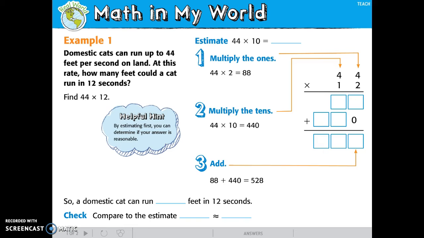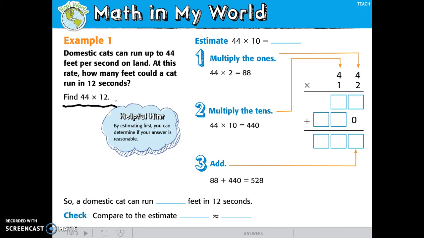Let's look at example 1, and don't forget to follow along in your book. Number 1 says, domestic cats can run up to 44 feet per second on land. At this rate, how many feet could a cat run in 12 seconds? So we're going to find what 44 times 12 is.